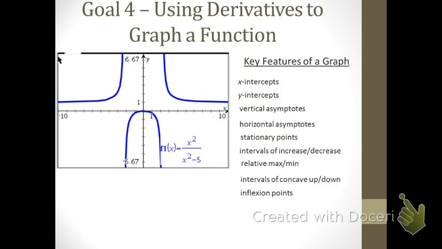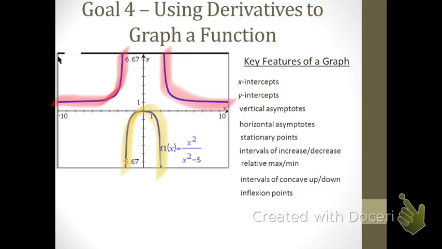Alright, and then finally there are some things you can learn from the second derivative. We talked about how you can find the intervals where a graph is concave up or down, and how you can find out where the inflection points of a graph are. And for this graph, you can see the intervals where it's concave up or down. Here are two intervals where it's concave up. Here's an interval where the graph is concave down.